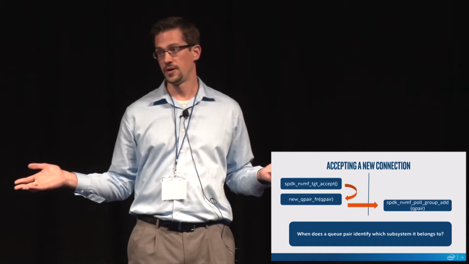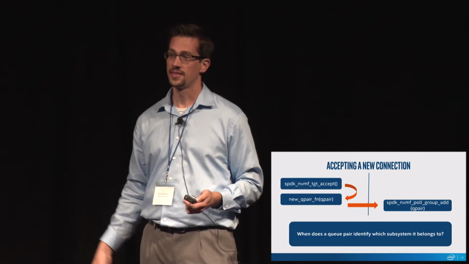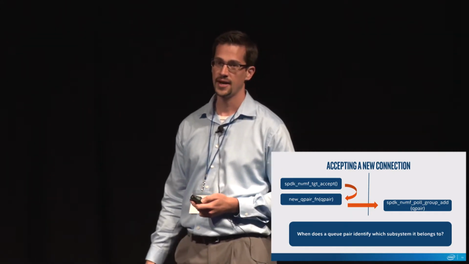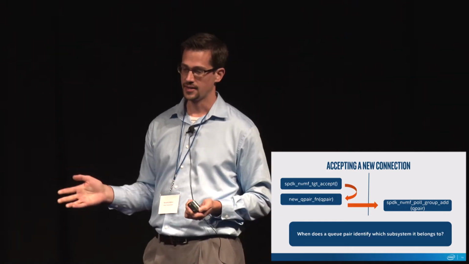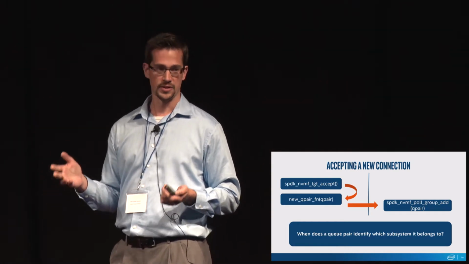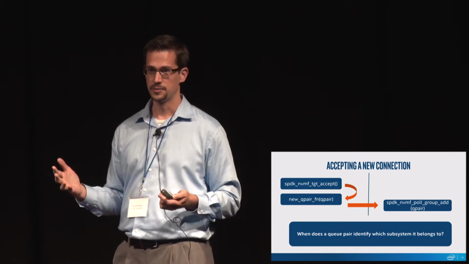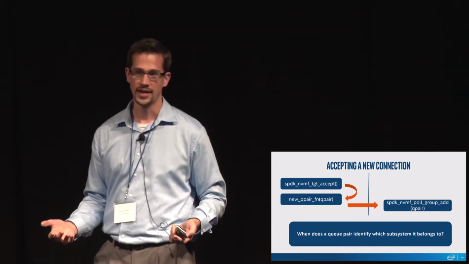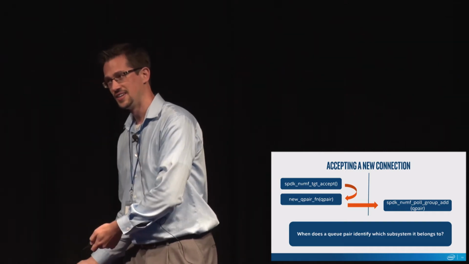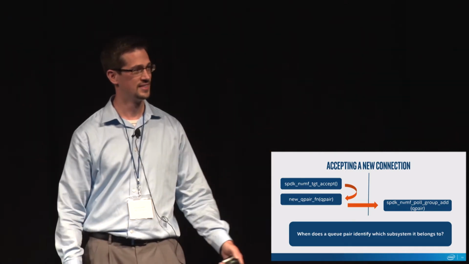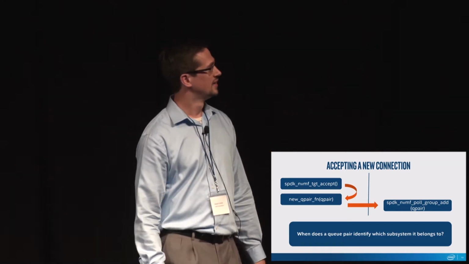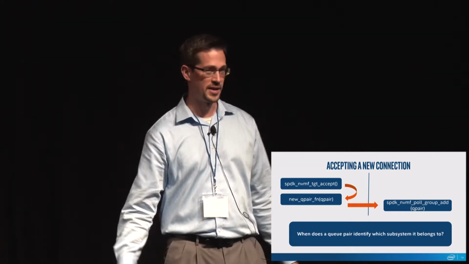So what do you know about the queue pair? Well, the answer is basically nothing. The way the protocol works in the spec is it doesn't tell you what subsystem it's for or what controller within that subsystem it's for until the first message. But I can't receive the first message until I pick the completion queue, right? So this is why it just says round robin.